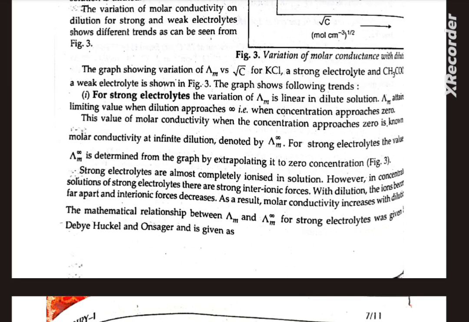First, for strong electrolytes, the variation of lambda M is linear in dilute solution. Lambda M attains a limiting value when dilution approaches infinity, that is, when concentration approaches zero. This value of molar conductivity when the concentration approaches zero is known as molar conductivity at infinite dilution, denoted by lambda M infinity. For strong electrolytes, the value of molar conductivity at infinite dilution is determined from the graph by extrapolating it to zero concentration.